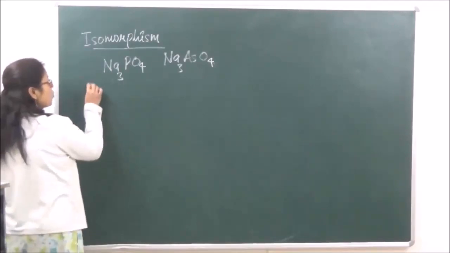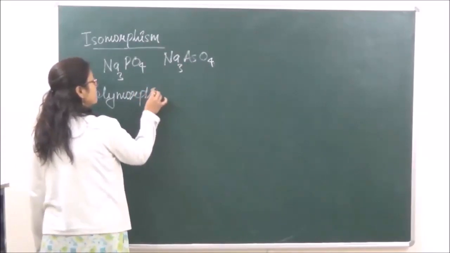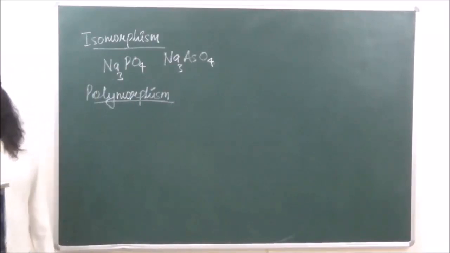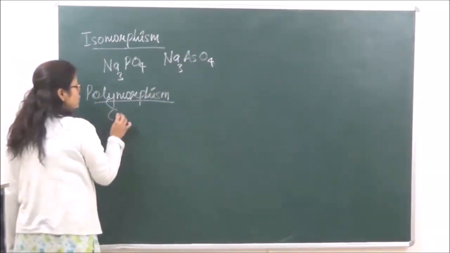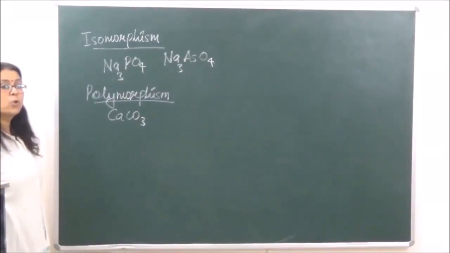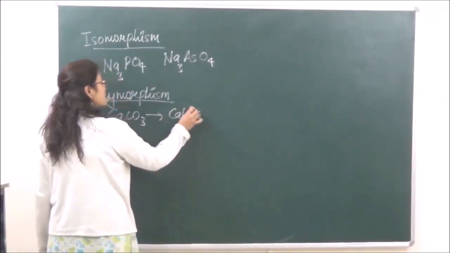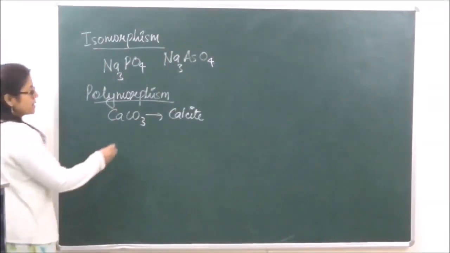The second term I told you was polymorphism. Polymorphism क्या होता है? Existence of a particular substance in more than one crystalline form. For example, calcium carbonate. Calcium carbonate exists in two different crystalline forms. One is calcite and the other one is aragonite.